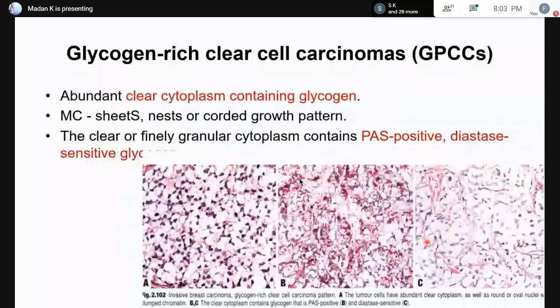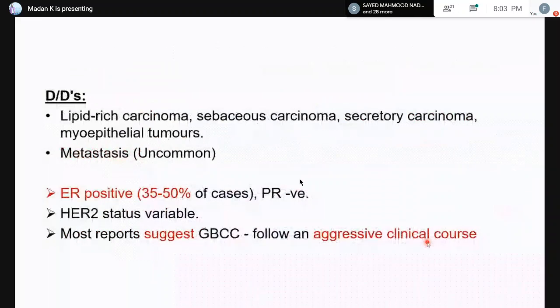It is important for us to know this entity because it forms a differential for many of the other rare subtypes like lipid-rich carcinoma, sebaceous carcinoma, and secretory carcinoma. Also many of the myoepithelial tumors can be a differential for this entity because of the clear cells. And the most important thing is we always have to consider metastasis as a differential in a proper clinical context when we are seeing this picture.